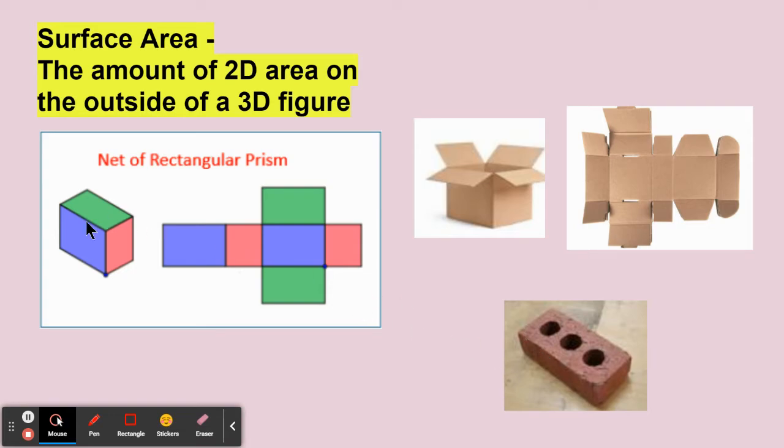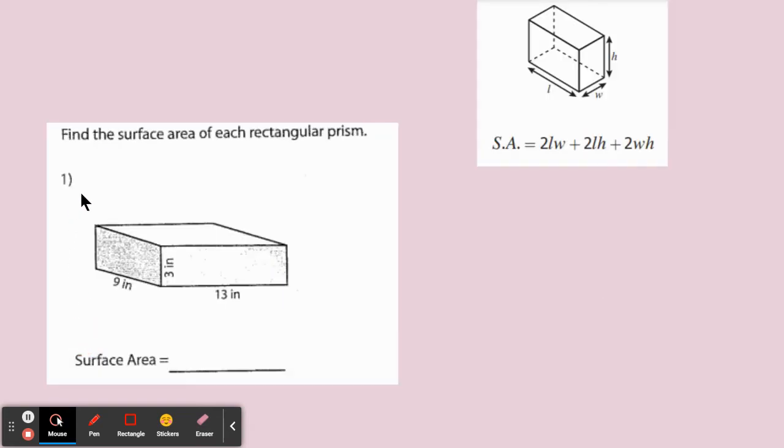So if you were to take this rectangular prism, unfold it, you're creating something that's called a net. And that net is a good representation of what amount of space that 3D figure would take up, like I said, if it were unfolded or flattened. Okay? So we are going to calculate some surface areas of rectangular prisms. So follow along with your first example here. We're going to calculate the surface area of a rectangular prism using this formula.